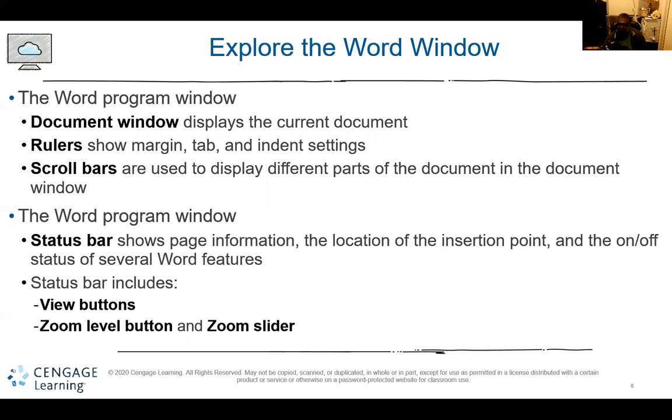Within the Word program window, you have the status bar. It shows page information, the location of the insertion point, and the on-off status of several Word features. The status bar includes view buttons, a zoom level button, and a zoom slider. You're going to find that down in the bottom right-hand corner of your Word program.